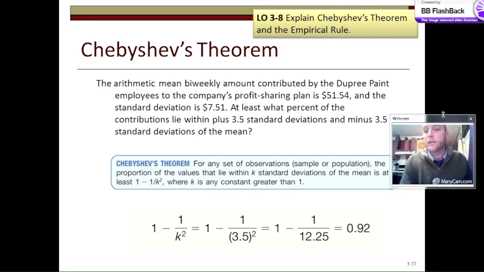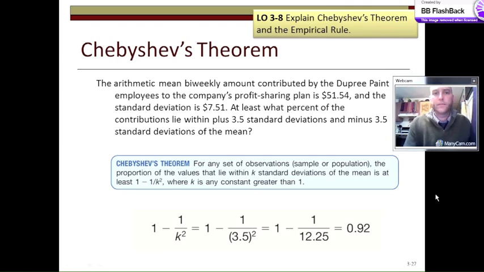So we'll start with the example here, which is talking about the Dupree paint plant. They've got a profit-sharing plan. The mean biweekly amount contributed to their profit-sharing plan is $51.54. The mean, the central tendency, is 51.54, and the standard deviation is $7.51. Cool. So we've got the same stuff that we had in the empirical rule problem, except for one key thing. Nowhere in this problem does it declare that this is normally distributed. In order to use the empirical rule, it will have to state explicitly that the distribution is normal. If it doesn't say that it's a normal distribution, you can't apply the empirical rule. You can always apply Chebyshev's theorem.